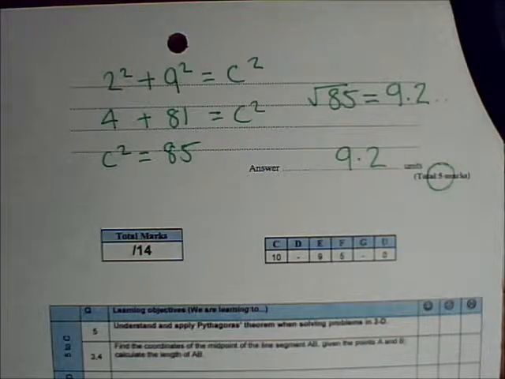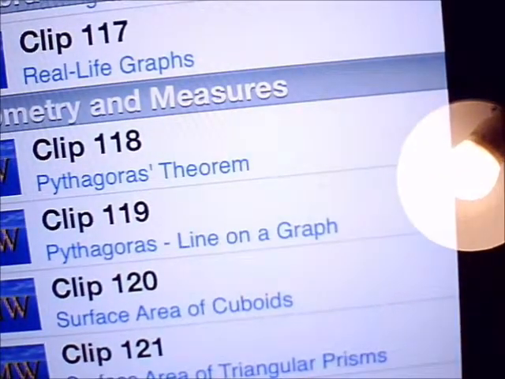If at this stage you still feel you need to practice Pythagoras' theorem, then my suggestion would be to go to MathsWatch and look at these 2 clips. Clip 118 to practice using the theorem to find the longest side and shortest side of triangles, or clip 119 to find the distance between 2 points on a graph.